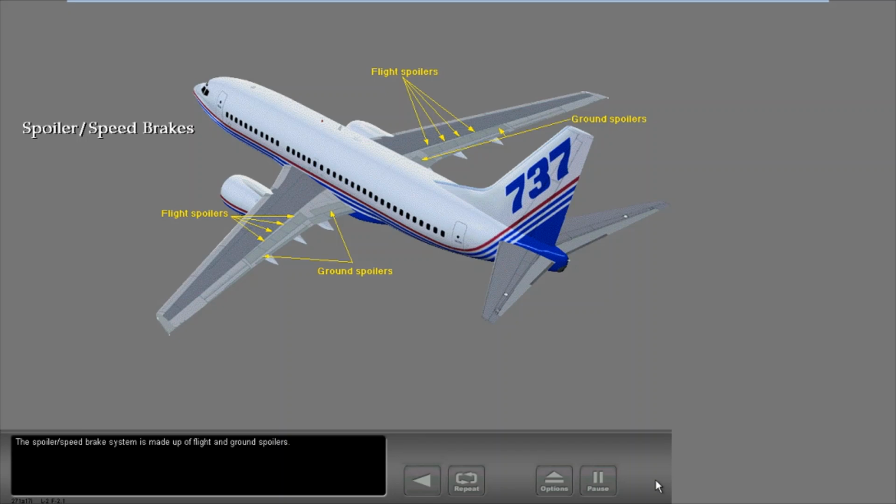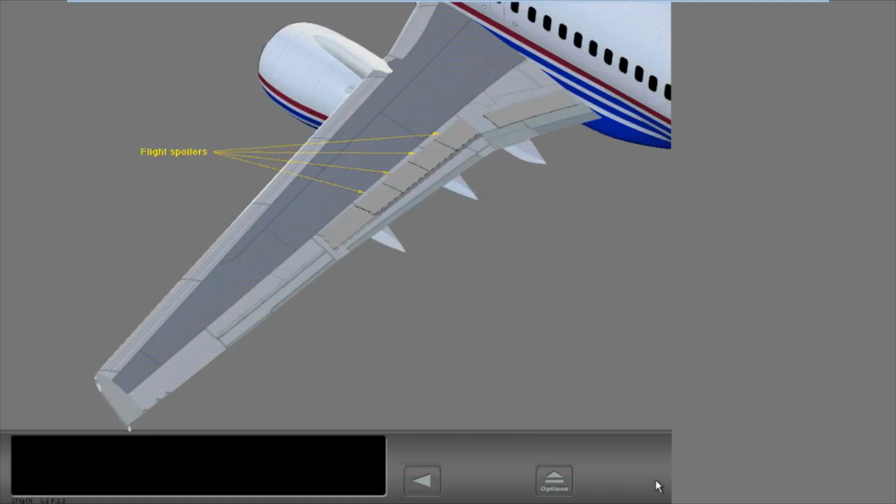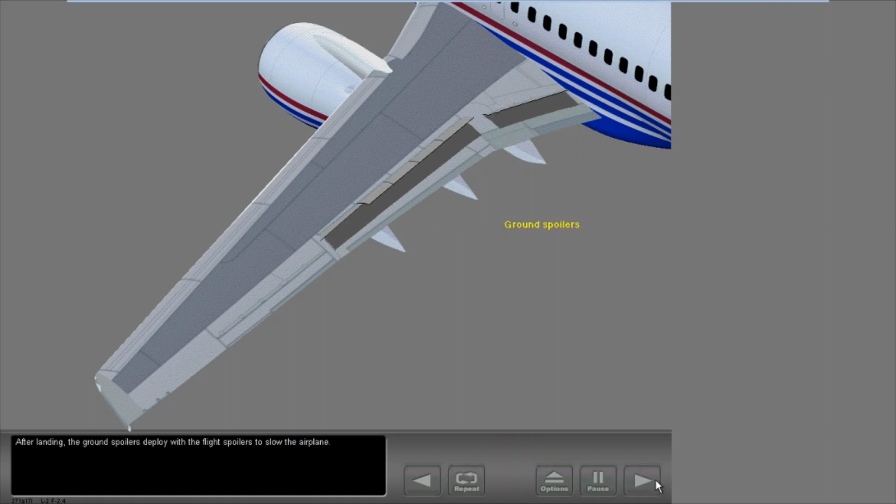The spoiler speed brake system is made up of flight and ground spoilers. The flight spoilers can move to aid the ailerons with roll control, or they can be used to slow the airplane. After landing, the ground spoilers deploy with the flight spoilers to slow the airplane.